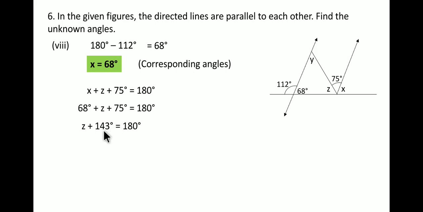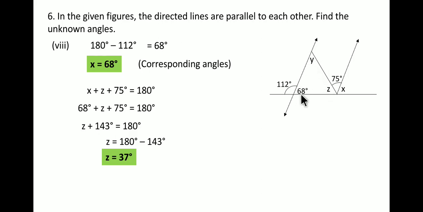And in the next step, this 143 goes towards the right hand side. So you'll get Z is equal to 180 degree minus 143 degree. So when you subtract, you'll get Z is equal to 37 degree. And this is the value of Z as the second answer. So we got the value of X as 68 degree and the value of Z as 37 degree. Now we need to find the value of Y.